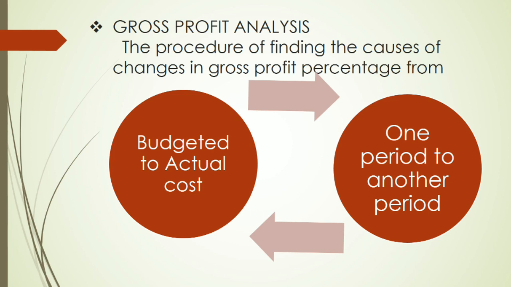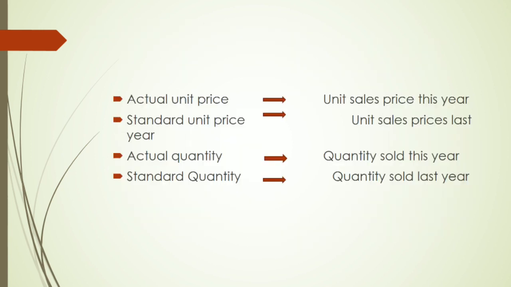For example, 2018 and 2019. Yung 2018, siya yung budgeted and yung actual cost is in 2019. So here are some of the terms to help you na mas magets kung paano kunin ang gross profit analysis. Actual unit price is equal to unit sale price this year. Standard unit price is equal to unit sales prices last year. Actual quantity is equal to quantity sold this year, and standard quantity is the quantity sold last year.